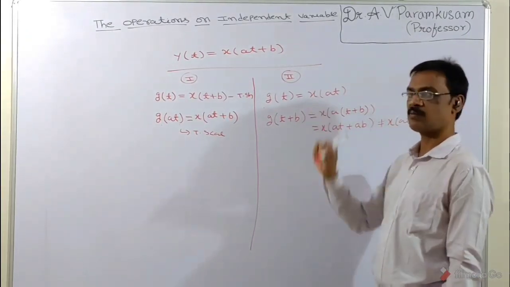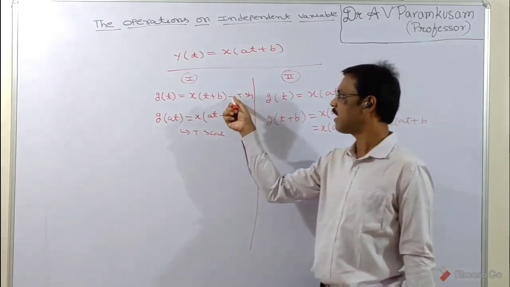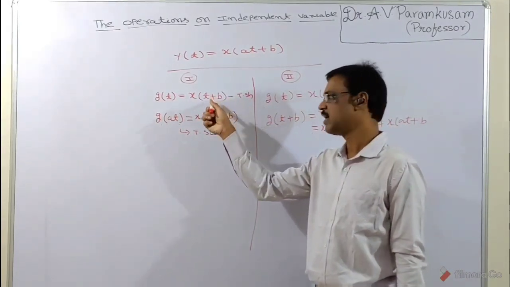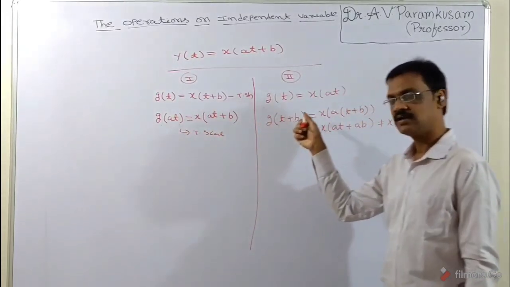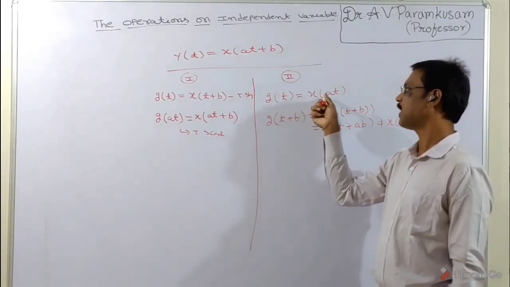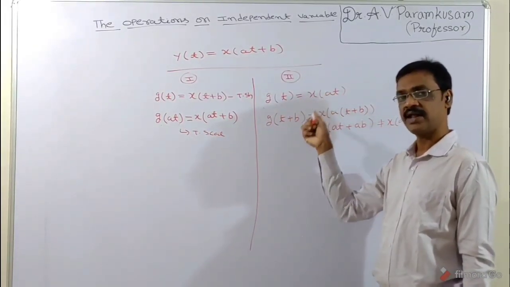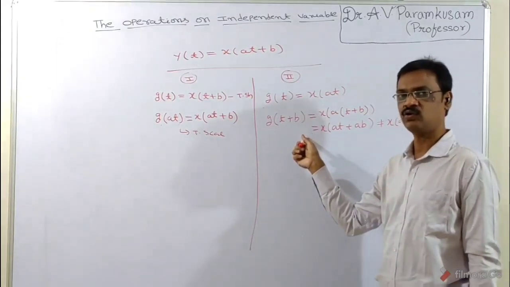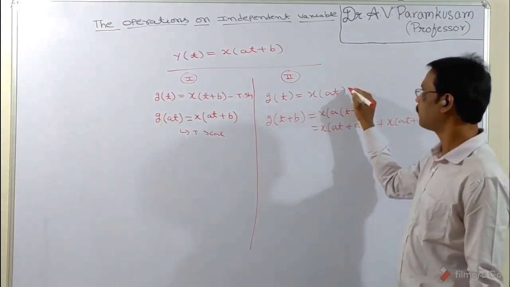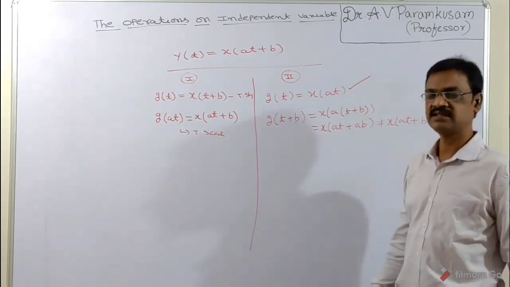In the first procedure, we applied shifting as the first step and compression as the second step, and then we get it. But in the second procedure, we applied compression as the first step, and the next step is time shifting. No, we did not get it. Then what is the idea? To get x of a t plus b by applying compression as the first step.